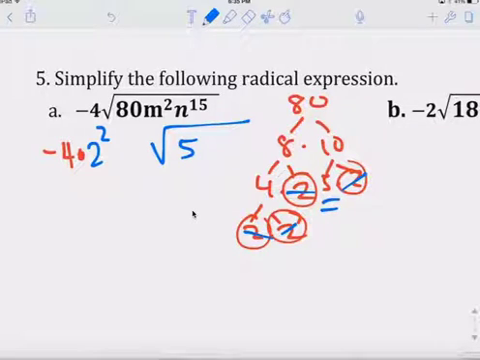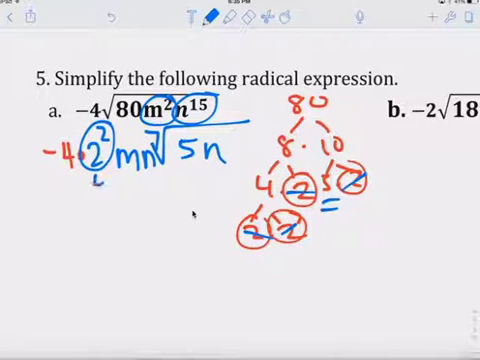So this you can make 1 pair of m. This you can make 7 pair of n with 1 left inside. So my answer, this is a 4. 4 times 4 is -16 mn to 5n.